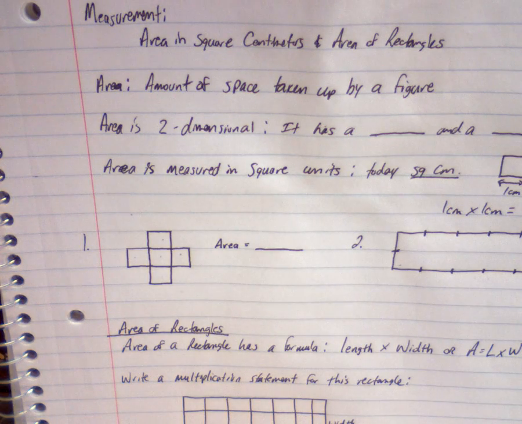But what we're going to look at is, instead of looking at perimeter, we're now going to switch our focus to area. And area is what we're going to write in square centimeters, and then we're going to look at the area of rectangles.